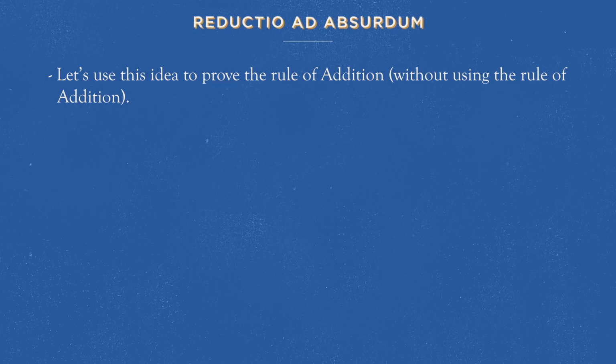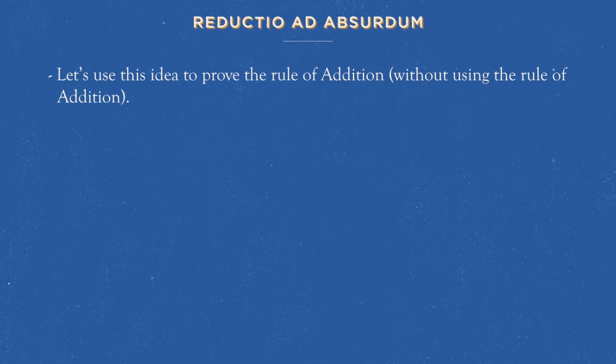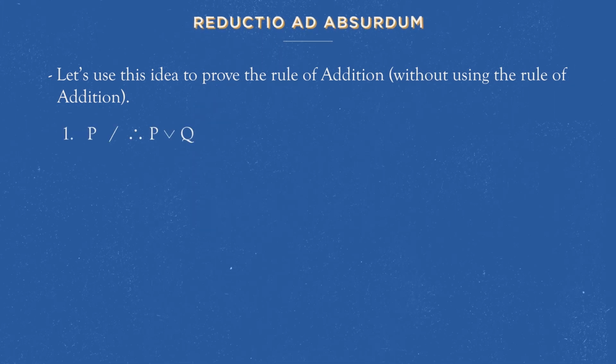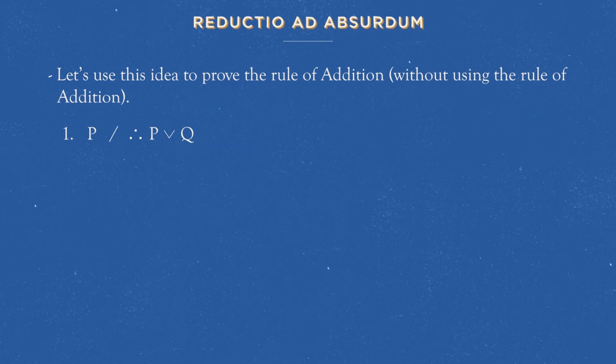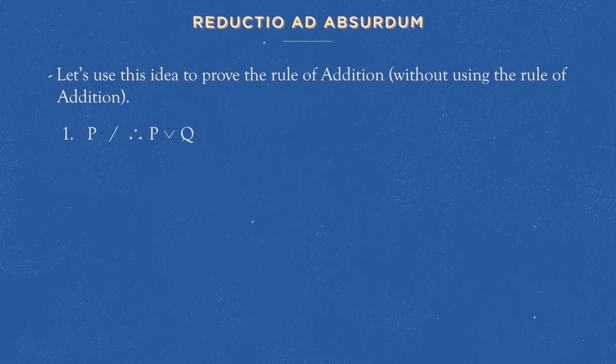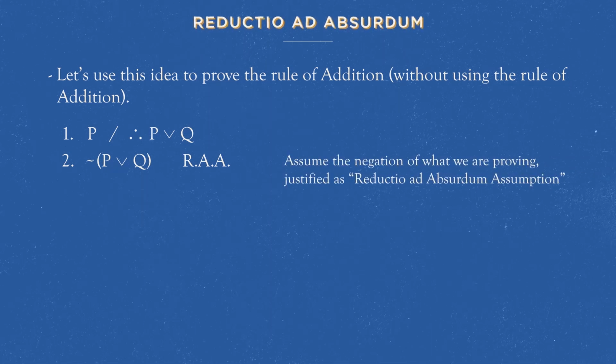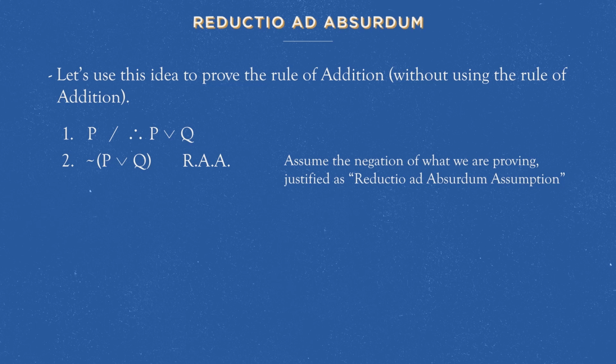Normally that would be impossible. The only rule which adds a new proposition is in fact addition, but I can do that with reductio ad absurdum. I'm going to assume this way: P therefore P or Q. I'm trying to conclude the rule of addition, of course, so I'm going to start by assuming the opposite of what I'm trying to prove. I'm trying to prove P or Q, and so I assume not P or Q. RAA is my justification. So I assume the negation of what I'm trying to prove, justified as reductio ad absurdum assumption, or like I said, RAA.